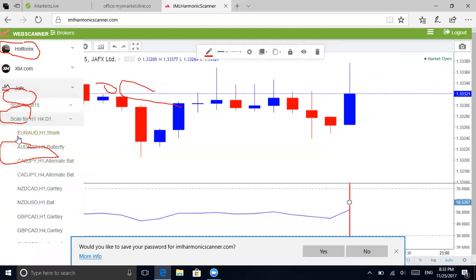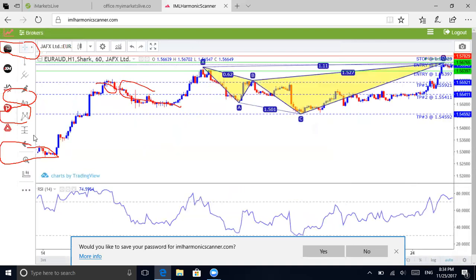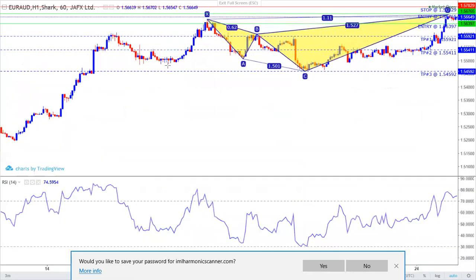So what that means, if I click on this one, Euro Australian dollars, you see right here, this D is pointing up. So that means this market is up, and we want to ride it down and sell it. We want to enter here and go down and take profit. That's what we want to do.